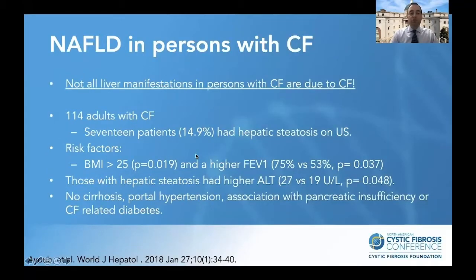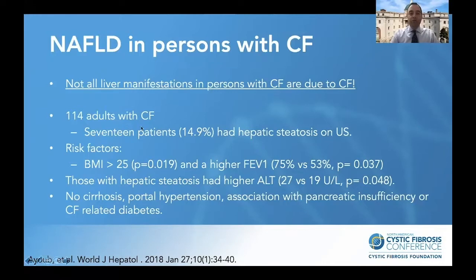Now, we should acknowledge that not all liver manifestations in persons with CF are due to CF, and in particular, this may apply to adults. In this study of over 100 adults with cystic fibrosis, about 15% of these patients had steatosis on ultrasound. Risk factors for steatosis were an elevated BMI, higher FEV1, and these patients had a higher ALT compared to those who did not have steatosis. Importantly, there was no increase in cirrhosis, portal hypertension, or any association with pancreatic insufficiency or CF-related diabetes.